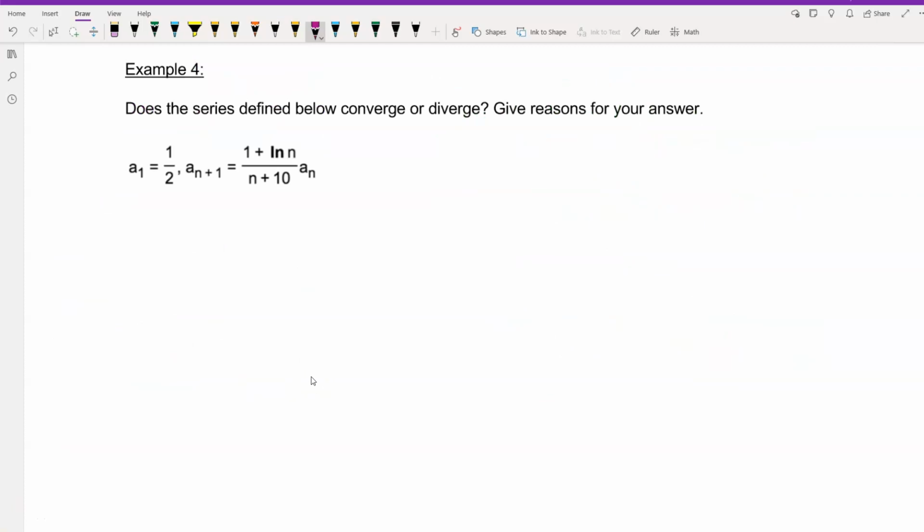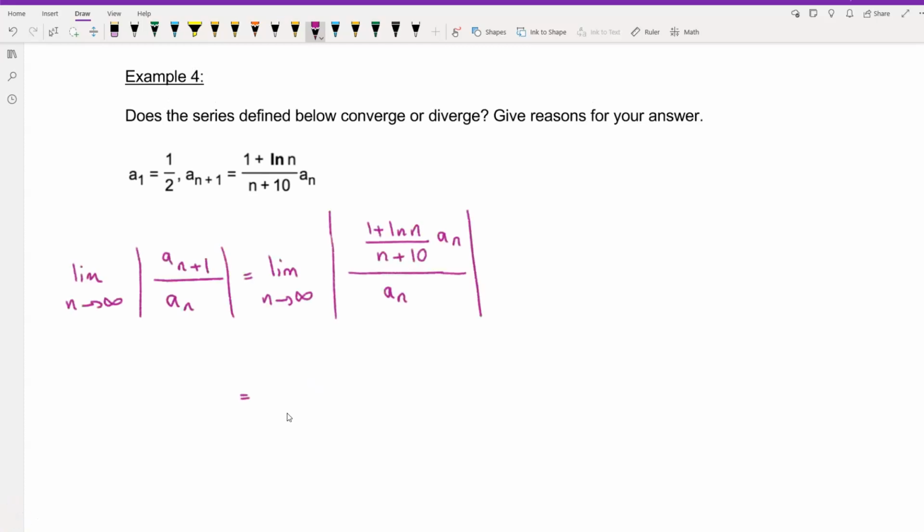a sub 1 is equal to 1 over 2. A sub n plus 1 is equal to 1 plus natural log n divided by n plus 10 times a sub n. Using ratio test, here we have limit of absolute value of a sub n plus 1 divided by a sub n as n approaches infinite. This is equal to limit of absolute value of, for a sub n plus 1, we have 1 plus natural log n divided by n plus 10, and then multiplied by a sub n. And here denominator we have a sub n.